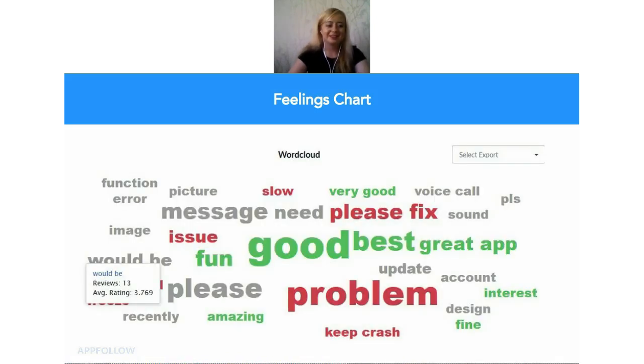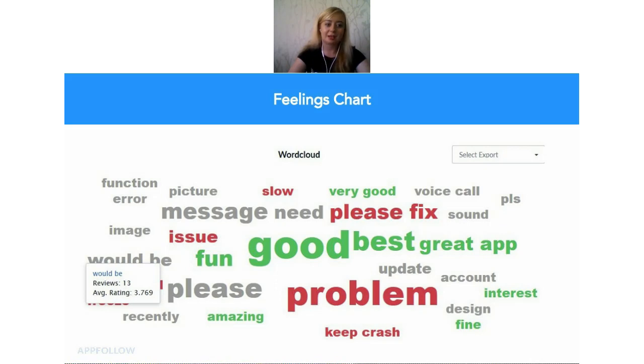So the last but not the least is our word cloud. The word cloud is very interesting because it shows you all kinds of words that people are saying about your application. The more people are talking about something, the bigger the word is here. So you can see that very often people are saying something like "good," and that's amazing. But still, some of them find a problem, and probably they are saying, please fix it, or please do something about this. And it's good to know.